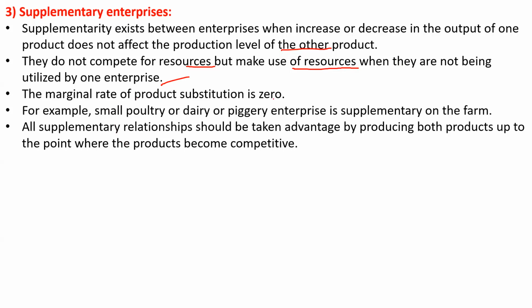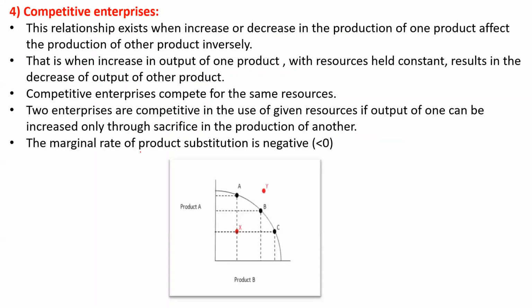The marginal rate of substitution is 0 because ये substitution कोई नहीं होता. So, for example, small poultry or dairy, piggery enterprise is supplementary to the farm. Now, all supplementary relationship should be taken advantage by producing both the products up to the point where products become competitive. जब तक ये competitive नहीं होते तब तक उनका advantage लेना चाहिए supplementary enterprise का.